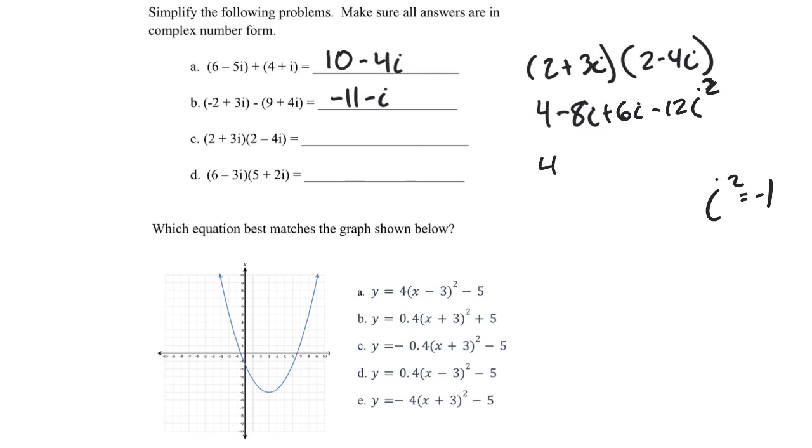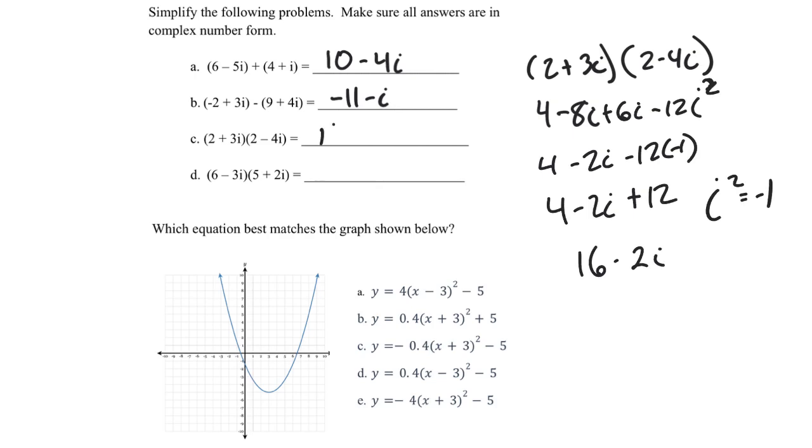So I can say 4, and then negative 8i plus 6i is going to give me negative 2i, and then minus 12 times negative 1. A negative 12 times a negative 1 is going to give me positive 12. So it's the same as saying 4 plus 12. So 4 plus 12 is 16. And then bring down my minus 2i. So I've got 16 minus 2i.